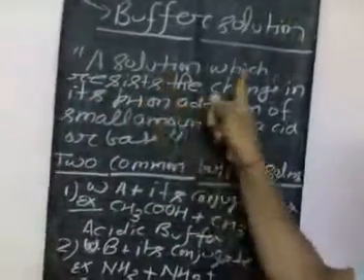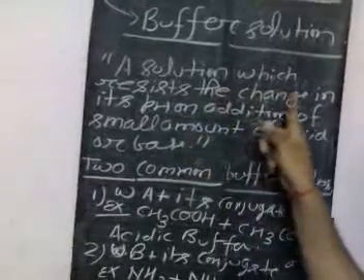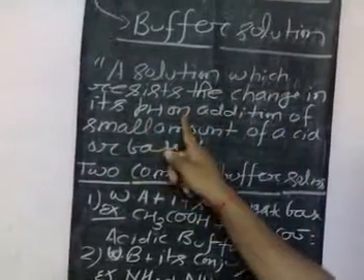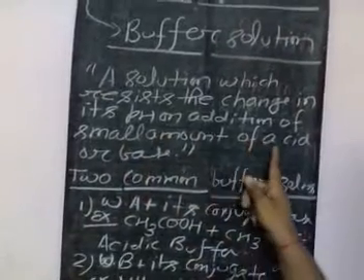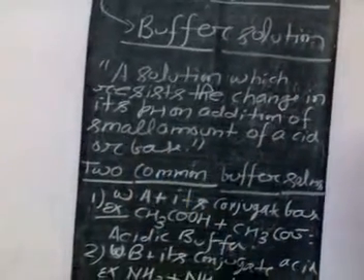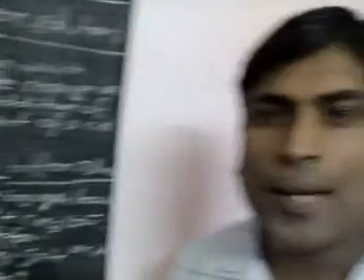What is a buffer solution? A solution which resists the change in its pH on addition of a small amount of acid or base. That means in a buffer solution, when we add H plus or OH minus in a small amount, its pH will not change or will change very slightly.